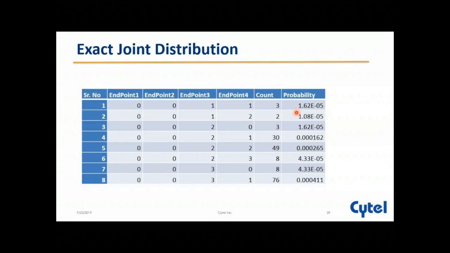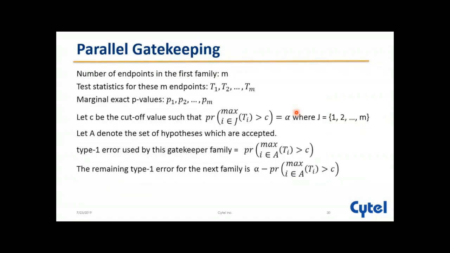That was for the serial gatekeeping. If there is parallel gatekeeping, there we are saying not all endpoints should be significant. Suppose again there are m endpoints in the first family, so there are m primary endpoints, their corresponding test statistic and exact marginal p-values. All the procedure remains same up to here.